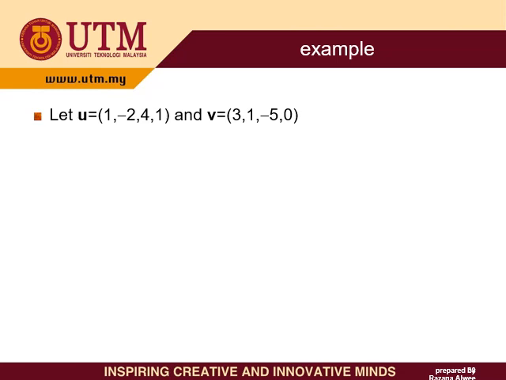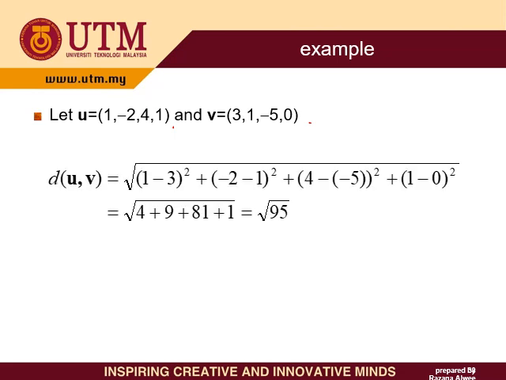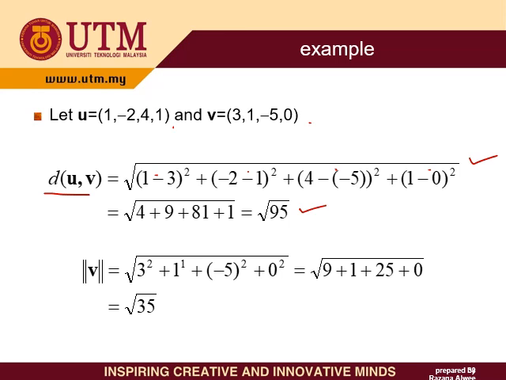Let's look at this example where we have two vectors U and V. So for vector U we have 1, negative 2, 4, 1, and for vector V we have 3, 1, negative 5, 0. To calculate the distance UV, we need to use this equation where the U1, V1, U2, V2, U3, V3, U4, V4. We subtract them and square. So we get your answer. To find the norm of V only, we just insert the V squared. So V1 squared, V2 squared, V3 squared, and V4 squared. Then you will get your answer.